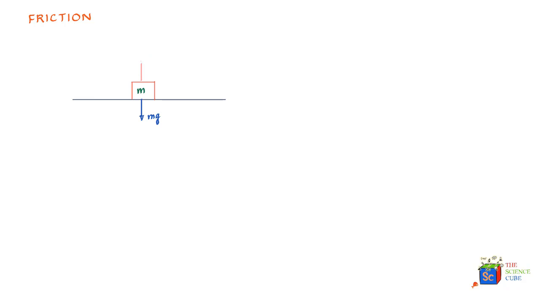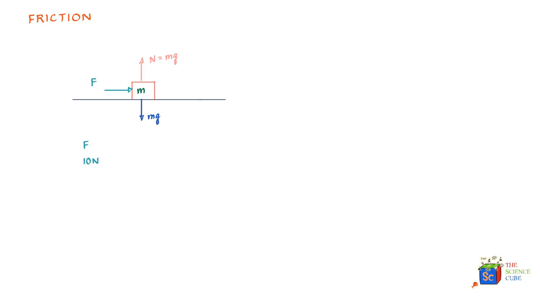But we call this normal reaction, and it will be equal to mg because we know that the mass is not moving in the vertical direction, it's not moving in the y direction, so N has to be equal to mg. Now let us say you push this mass with a certain force F. Let's label the force here as F. And let us say in the first instance the magnitude of this force is, let's say, 10 Newton.